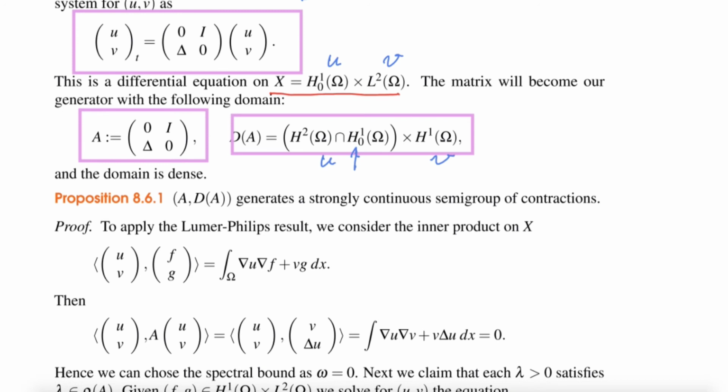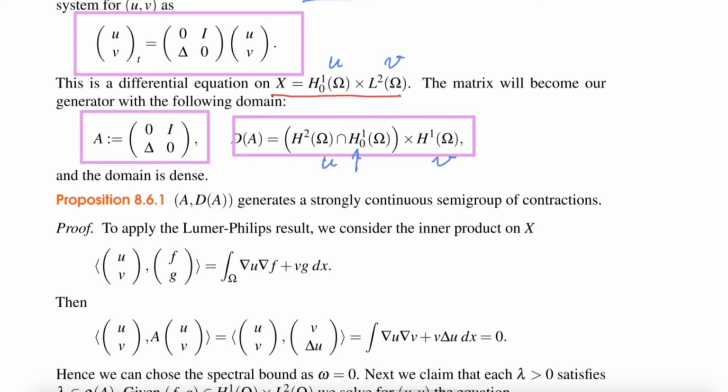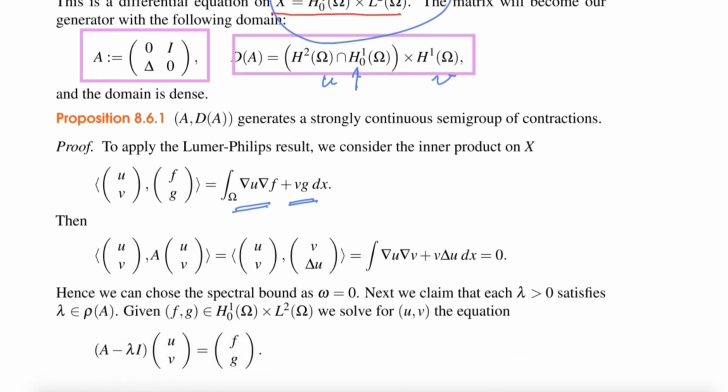So then a little proposition: A generates a strongly continuous semigroup of contractions. We want to apply Lumer-Phillips. On X, now X again up here is the space H01 times L2. So we can use the inner product for H01 just using the derivatives, and for L2 we just use the integral. Then we need this estimate where the omega arises, (U, AU), which now in the vector formulation looks like this. We apply A, so then we get this vector to be v and Laplace u. And then we multiply this out with the inner product, so we get the integral of grad u grad v plus v Laplace u dx. And then integration by parts will carry a minus sign, and so the terms cancel and we get 0. So then again, omega is 0.